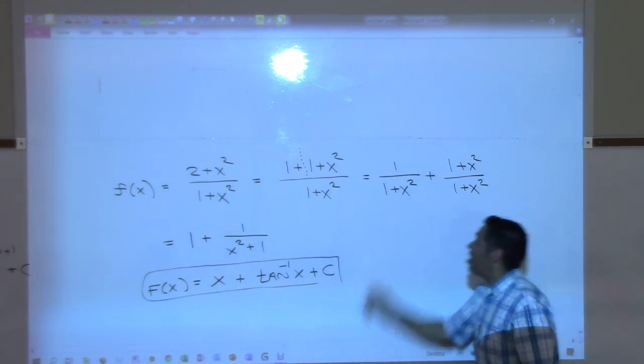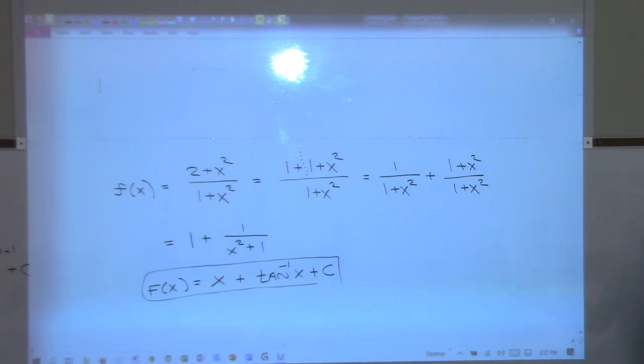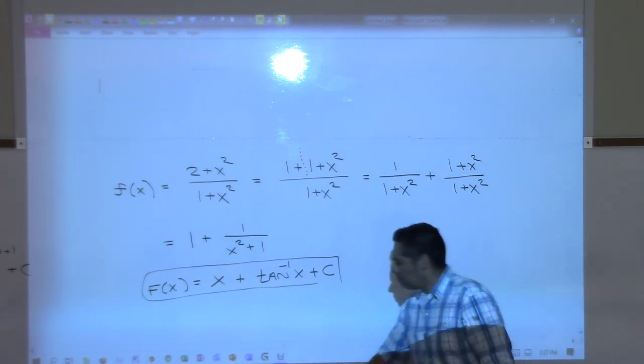Now you cannot do that all the time. It just, for this particular problem, it worked out. That's kind of clever and tricky, isn't it? Okay.